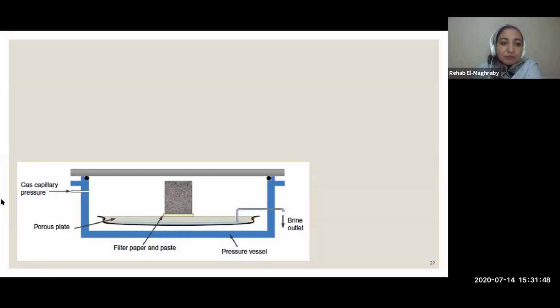Okay. So you inject air at a known pressure, at a very low pressure, and the air will displace the brine out through the porous plate, and you will find that the brine is coming out here. But you don't measure this volume. It is just an indication that you reached the end at this certain capillary pressure, and all the pores are invaded with air. Okay.